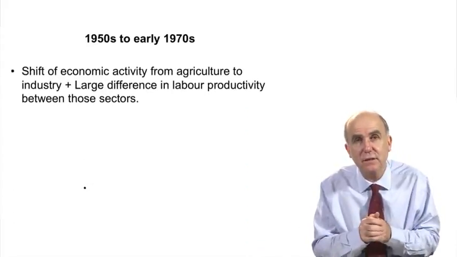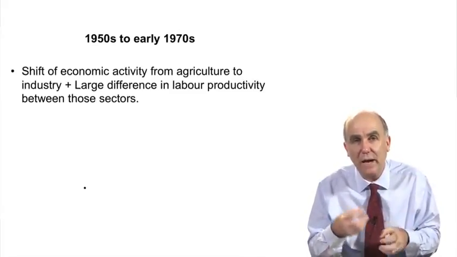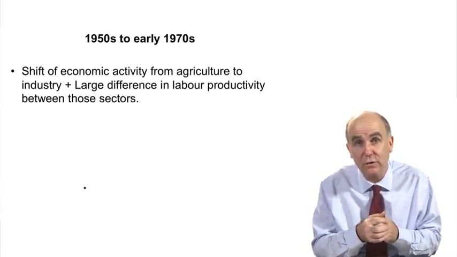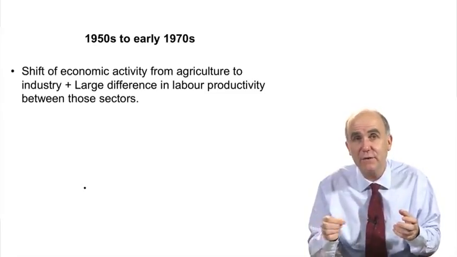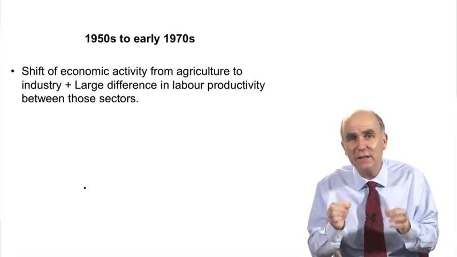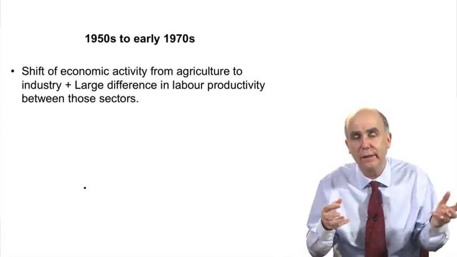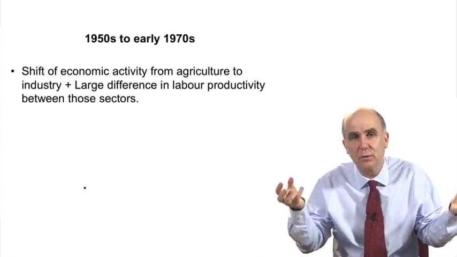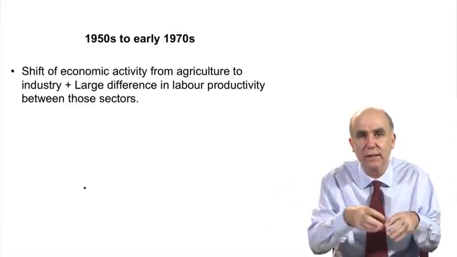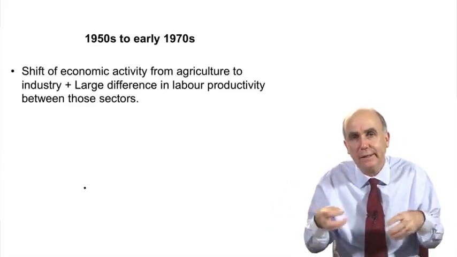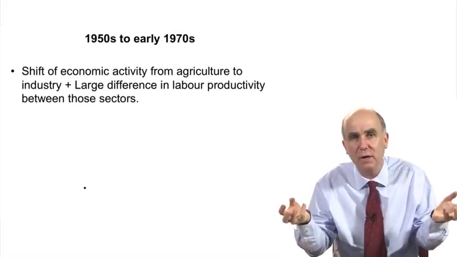In the 1950s to the 1970s, there are two key drivers of the rapid rate of growth in the Japanese economy. One is the shift of economic activity from agriculture to industry, and the fact that in Japan there was a very large difference in labour productivity between those sectors. So if you have a worker in agriculture and a worker in industry and they're equally productive, and you shift a worker from agriculture to industry, then it's not going to have any effect on the aggregate level of productivity in the economy because the worker was equally productive in both sectors.